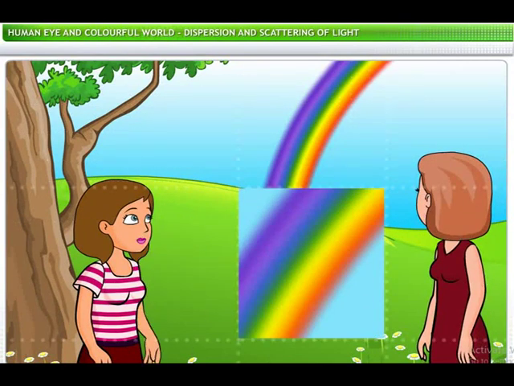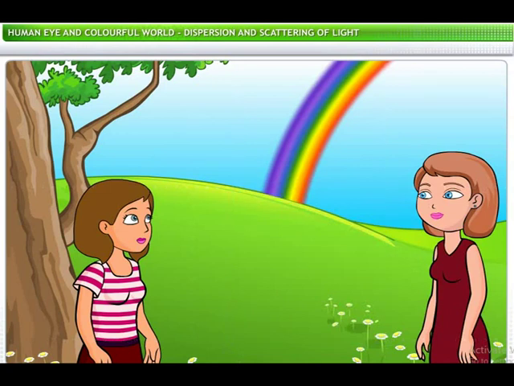A rainbow. Yes, it's very beautiful. In fact, the legends of many cultures see the rainbow as a kind of bridge between heaven and earth. Really? Well, that's an interesting idea.